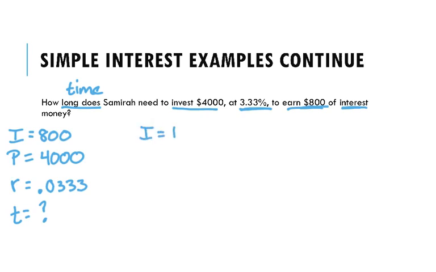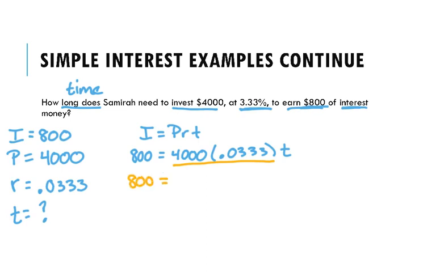So writing the formula, my investment of $800, the principal, so the amount she originally started with is $4,000, my rate, and then time is what I don't know. So we're going to first multiply these two numbers together in our calculator. And then I'm going to copy down 800 because when I multiply those two together, I get 133.2, and you still have your variable t.